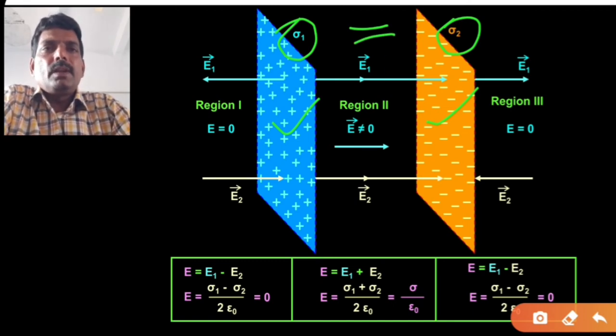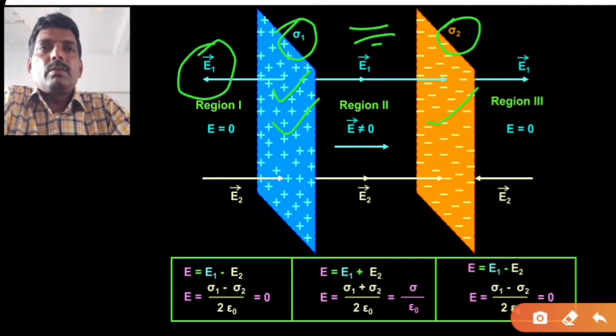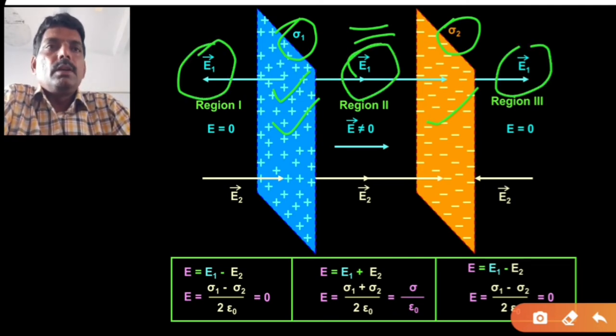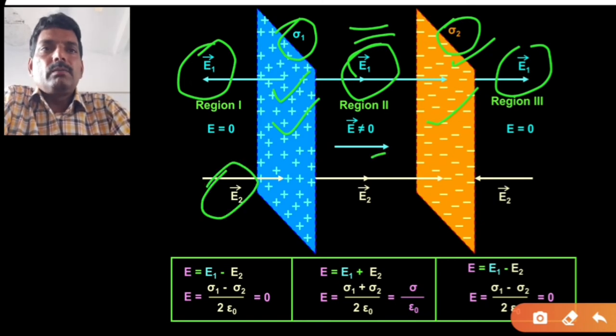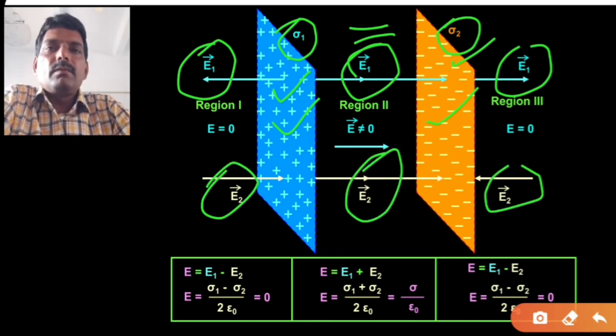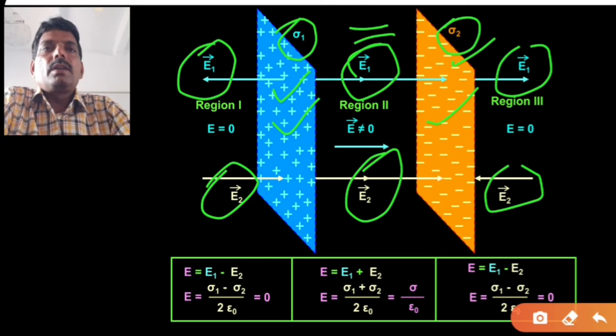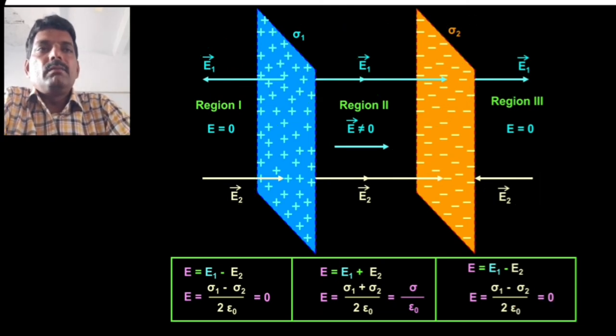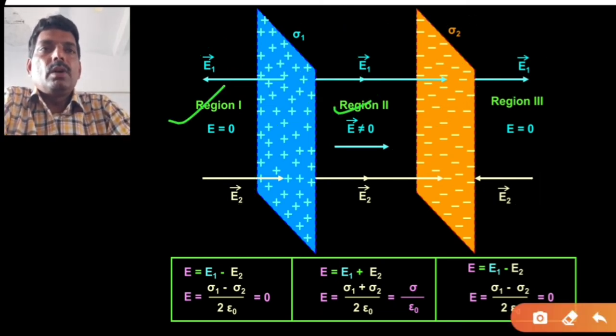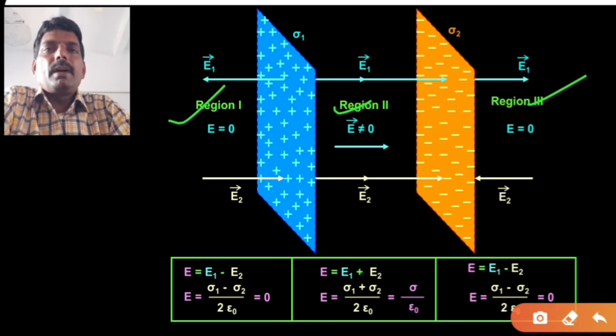कंसेप्ट वही है. शीट 1 की वजह से जो पॉजिटिव चार्ज थे उसकी वजह से E1 मार्क करो, शीट 2 की वजह से E2 मार्क करो जो कि नेगेटिव चार्ज है, डायरेक्शंस आपको पता है. और इसके बाद रीजन 1, रीजन 2 और रीजन 3, इन तीनों में आप अप्लाई करो.